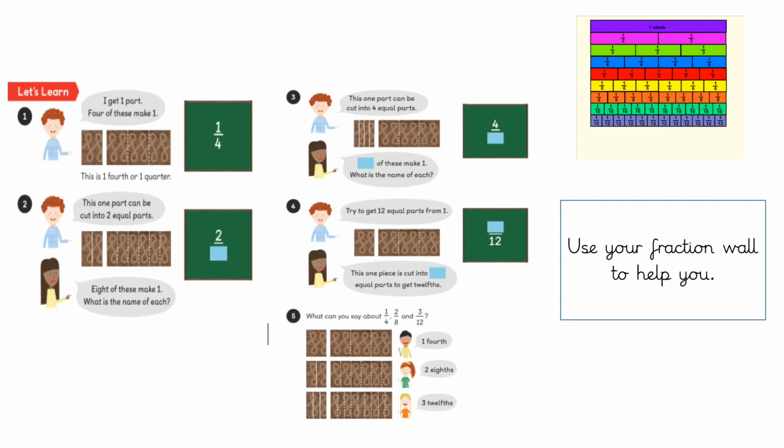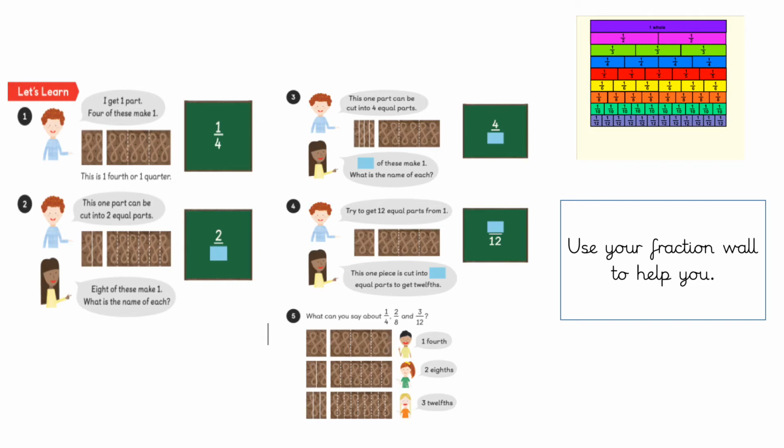He says this one can be cut into 2 equal parts. If each quarter is split into 2 equal parts, what must the denominator be? How many equal parts do we have now? And if we look at our fraction rule, we can see that 1/4 is equivalent, the same as 2/8.